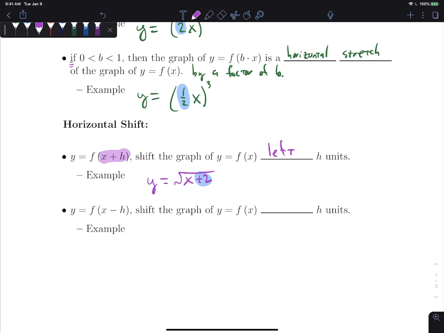For the next one, y equals f of x minus h shifts the graph of y equals f of x right h units. An example of this would be y equals the square root of x minus 2. And notice that we always do the opposite.